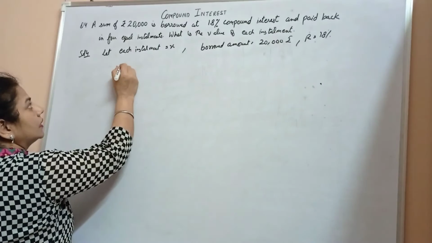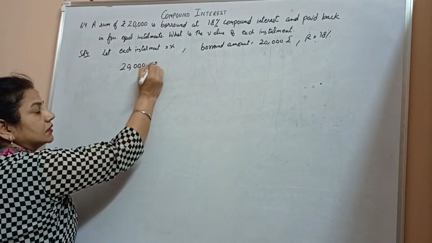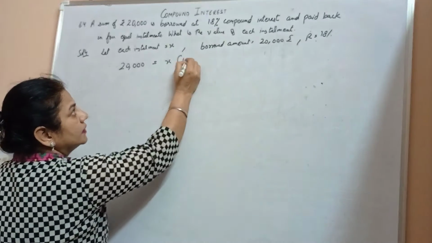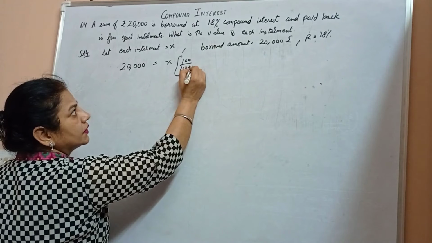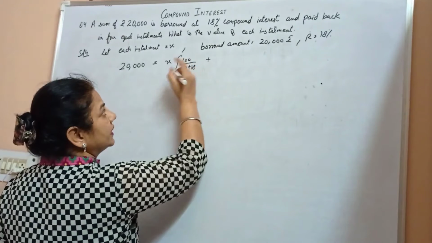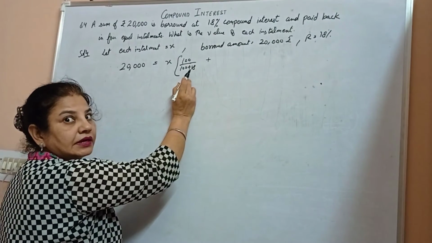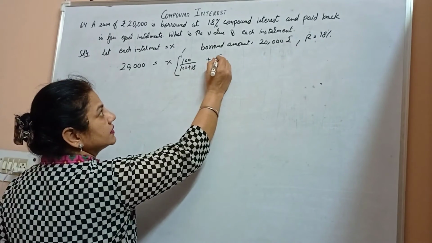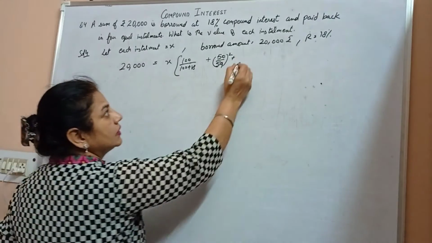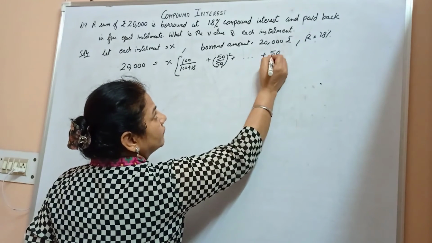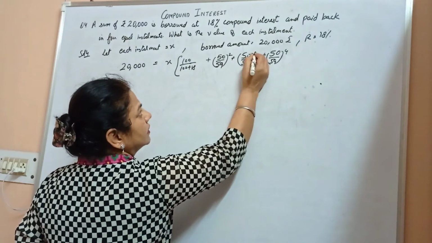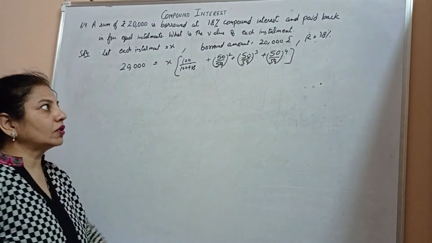Now using the formula, money borrowed is equal to each installment times 100 upon 100 plus rate of interest. Rate of interest is 18%. This is the first installment. Then for the next installment, 100 plus 18 is 118, so 100 upon 118 is 50 upon 59 whole square. This is the second installment. Similarly, this is the third installment, and this the fourth installment. Again, you can observe this clearly.